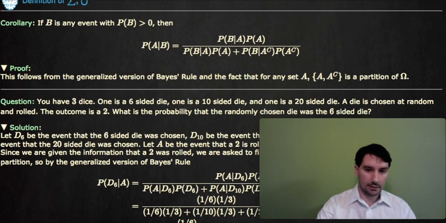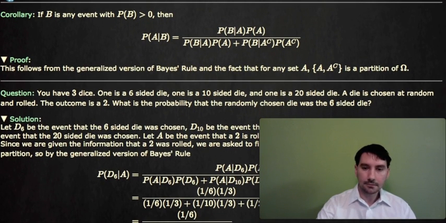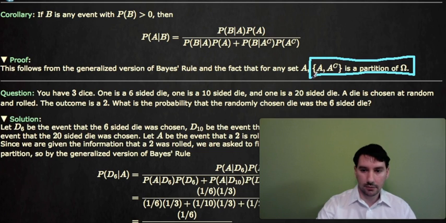And right before we do that, let's look at this corollary. So of course A and A complement is a partition of omega. So that's two disjoint sets whose union is everything, since everything's either in A or it isn't. And therefore, the probability of A given B is equal to the probability of B given A times the probability of A divided by the probability of B given A times the probability of A plus the probability of B given A complement times the probability of A complement. So that's just using the generalized formula with the partition A complement.